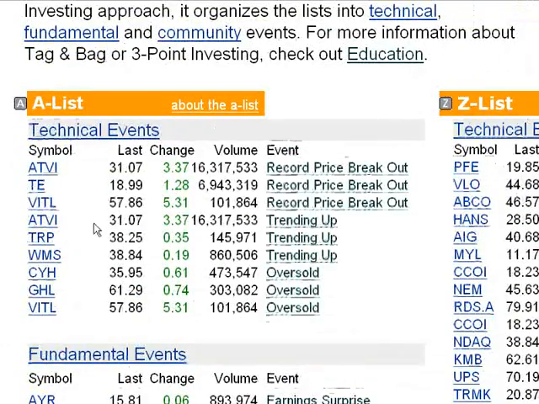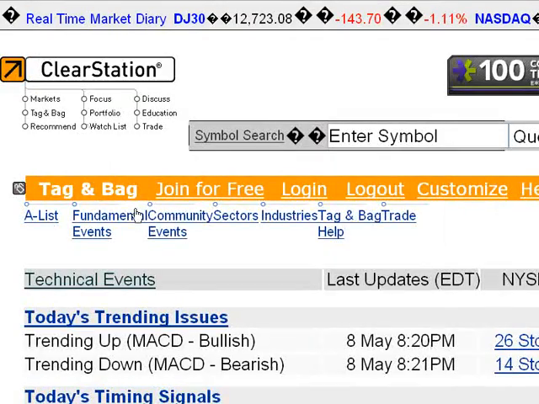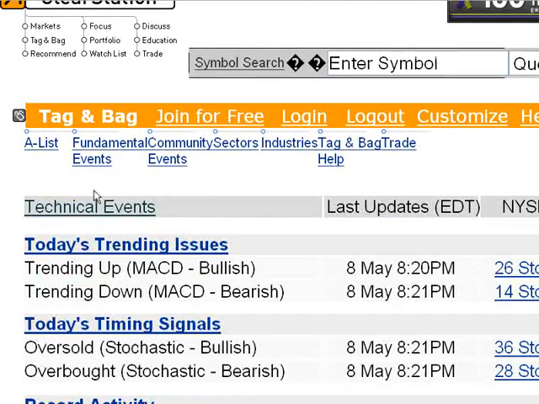So anyway, the event that we want to look for is the record price breakout event. And so what I'm going to do is find all of the stocks that are filtered today. So these are stocks that today reached a record price breakout. And the way you do that is you go ahead and you click on this technical events button, and it'll bring up a new screen.